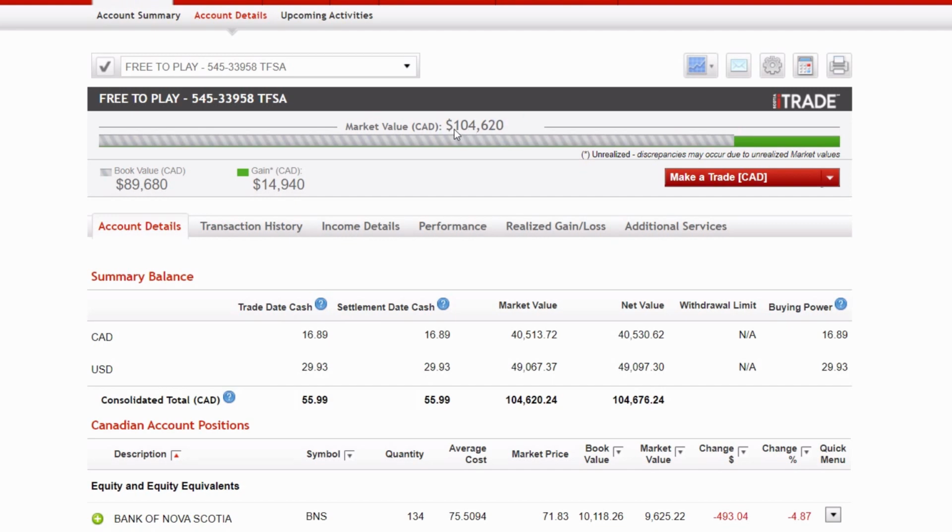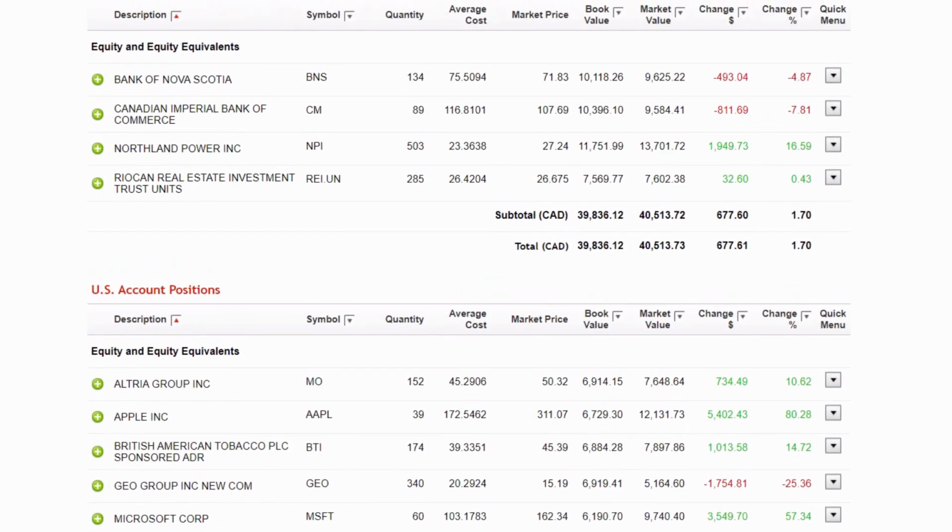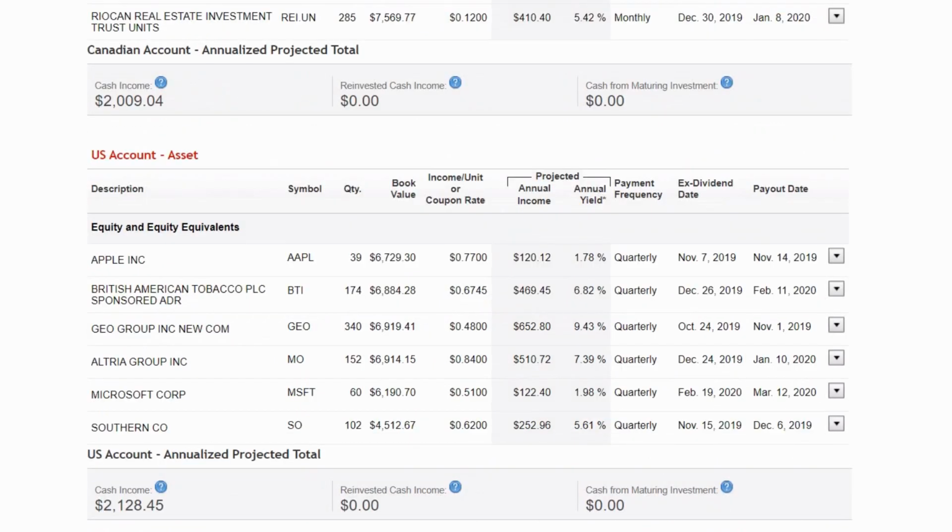The maximum limit you are allowed to contribute to this as of 2020 is $69,500. So I'm up well over $30,000 in capital gains in this account alone. And the reason I want to show you this isn't to brag, but to show you how fast yield on cost can change.